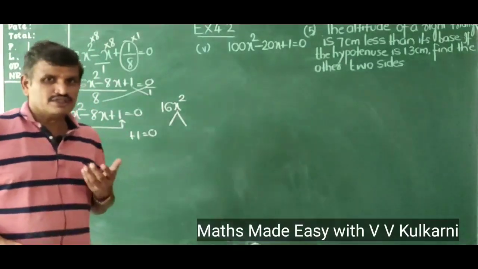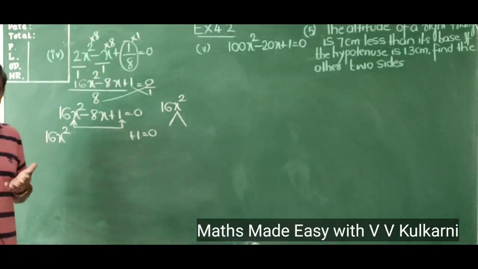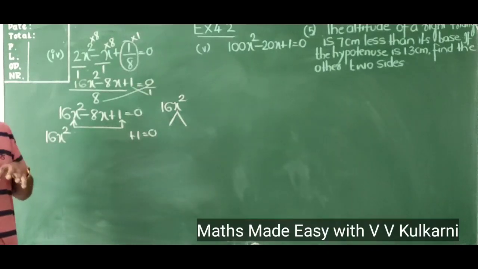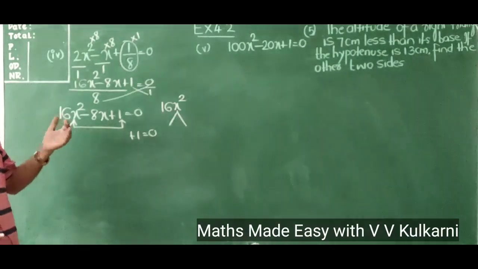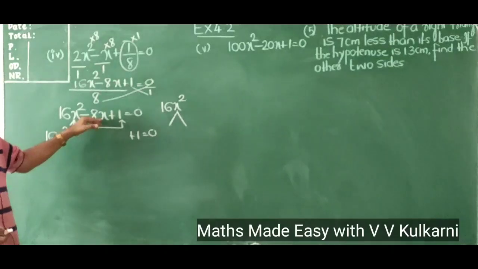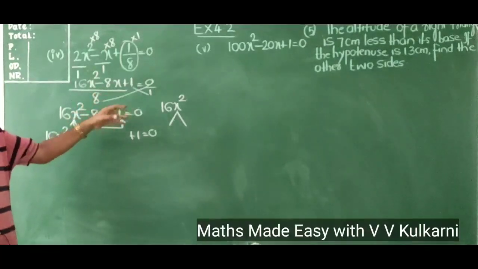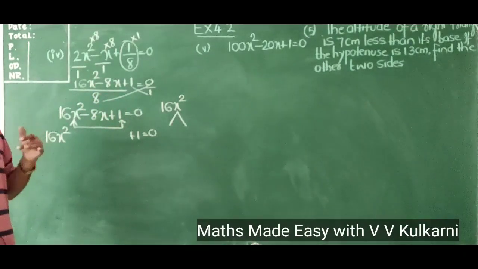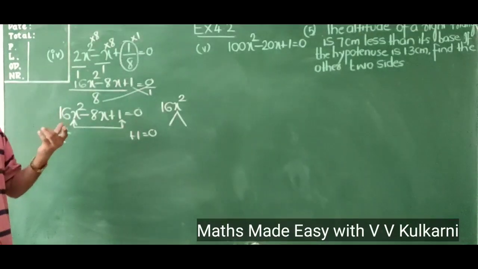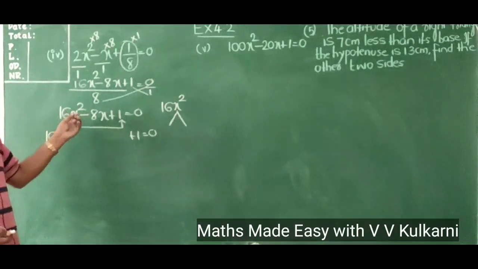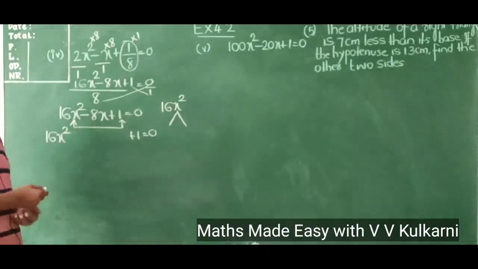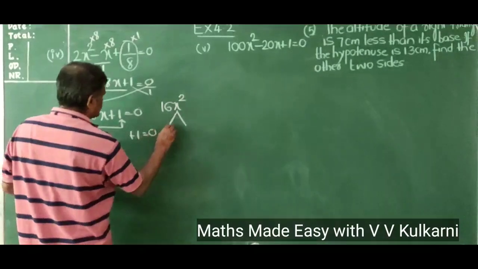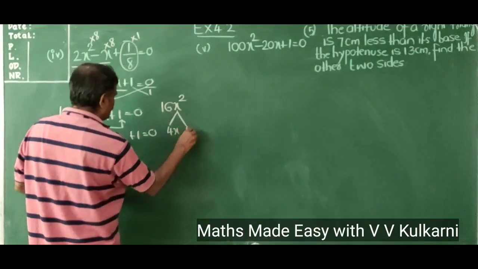The next factor of 16 is 2, 2 8s are 16, but 8 plus 2 is 10, 8 minus 2 is 6, again it's of no use. Then the next factor of 16 is 4, 4 4s are 16, 4 plus 4 is 8 and 4 minus 4 is 0. I can add 4 plus 4. So the factors of 16 are 4x and 4x.